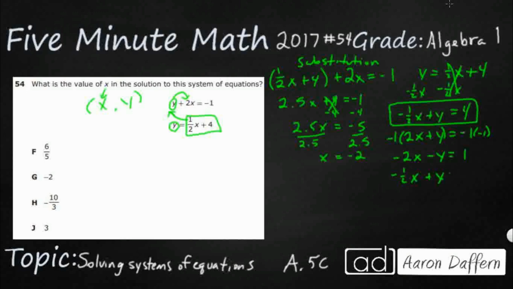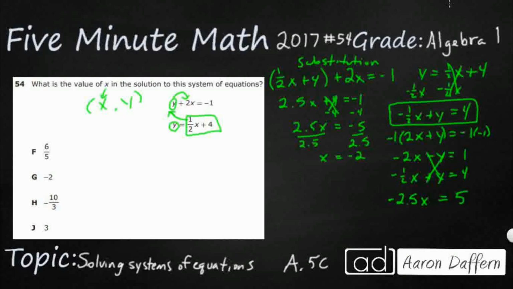So if I take this equation right here and add that, look what happens. If I add these two equations, what happens to my y's? Well, I've got a -y and a +y. That's what I was looking for. I was looking for a way to eliminate one of the variables. So if I add these together, that's going to give me -2.5x equals 5.